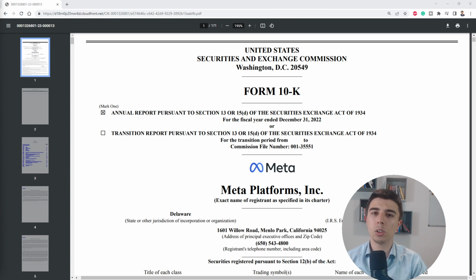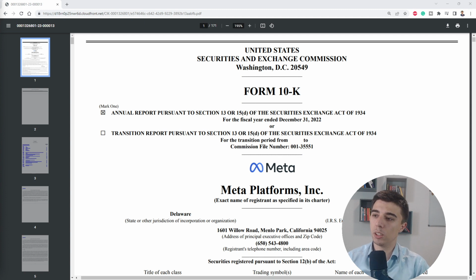Now normally I get two types of questions. The first one is where can I find all of this information, and the second one is why do you apply a discount for lack of control? I want to touch upon both of those, and I want to start first with where can you find the different classes of share.